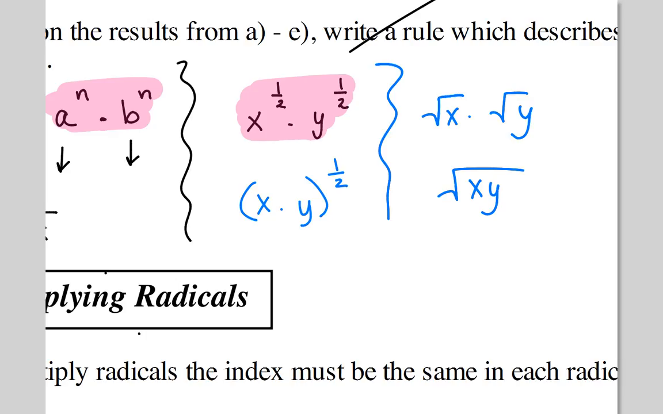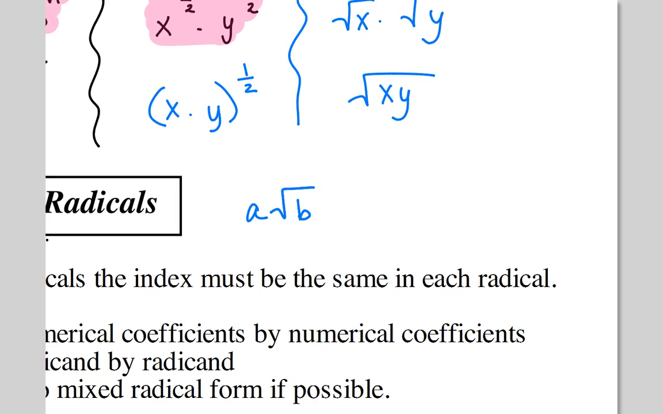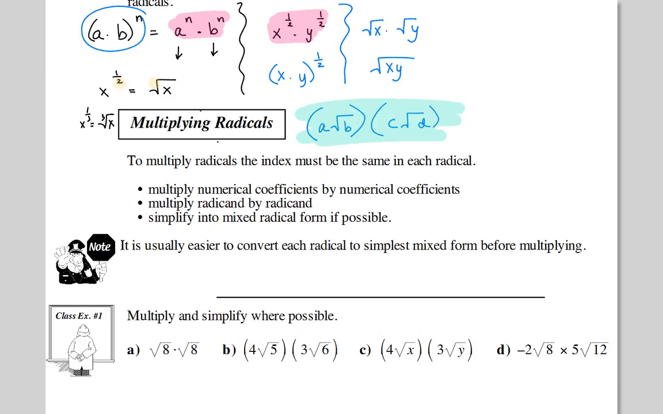All right. So multiplying radicals, let's say we had something like this. A root b times c root d. What the heck would you do with that? Smush b and d, and times a and c, because a and c are just like numbers, right? They're just coefficients. So you just times a and c, and then if it's in the radical, you times those. Is that hard? No. So that's pretty sweet. It's pretty easy.